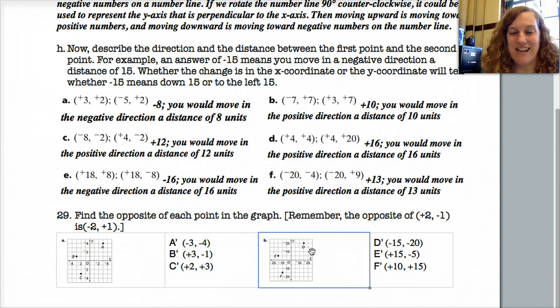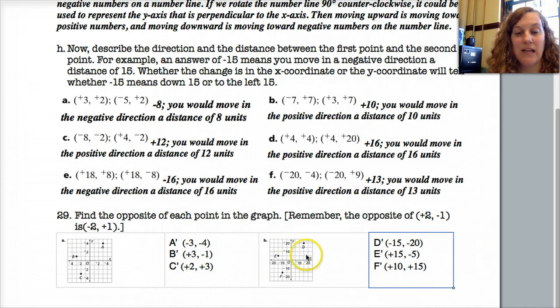Looking at the last part, D is at positive 15, positive 20, so its opposite is going to be at negative 15, negative 20, right over here. E is at negative 15, positive 5, so its opposite is going to be at positive 15, negative 5. F is at negative 10, negative 15, so its opposite is going to be positive 10, positive 15.